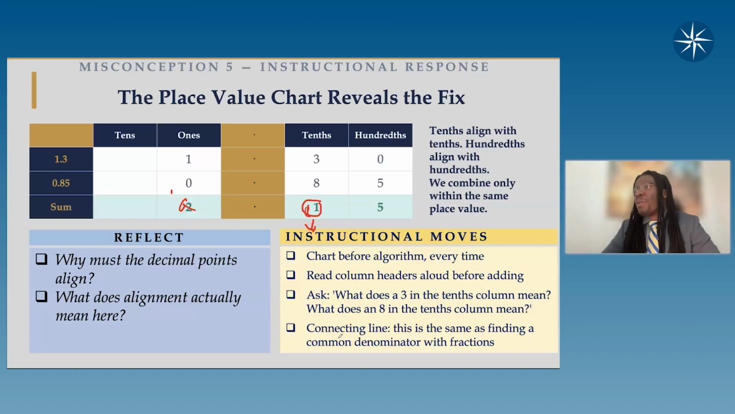And here are some questions that we must ask. Why must the decimal points align? And these are questions that you could ask the students. What does alignment actually mean here? Alignment means that these numbers are the same magnitude, so we have to pair them together. So these are within the same, not the same magnitude, sorry. They have the same common denominator in that case if we are turning them to fractions. So we have to put them together in terms of the place value. These sit in the same column in terms of place value.